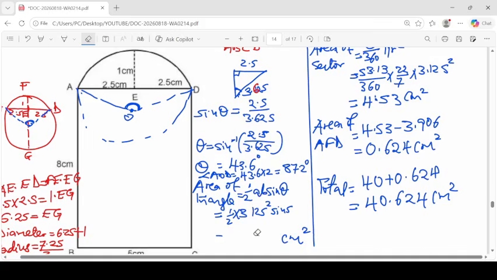Let us see. So the sine of 87.2, 3.625. So when I have 0.5 times 3.625 squared sine 87.2, I'll get 6.562 as the area of the triangle.